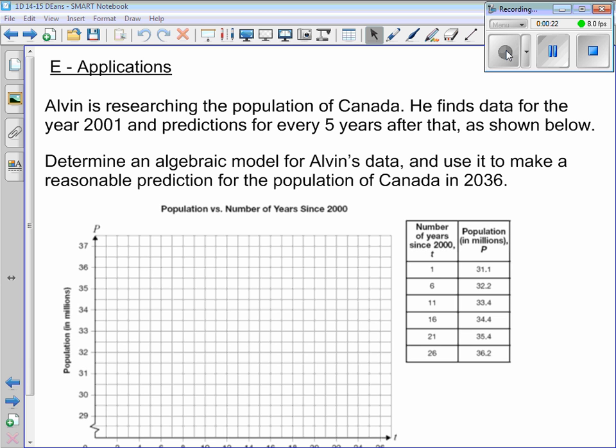Alvin is researching the population of Canada. This is a really exciting topic. I don't know, this is geography class or something like that. He finds data for the year 2001 and predictions for every 5 years after that, as shown below. We want to determine an algebraic model for Alvin's data and use it to make a reasonable prediction for the population of Canada in 2036.